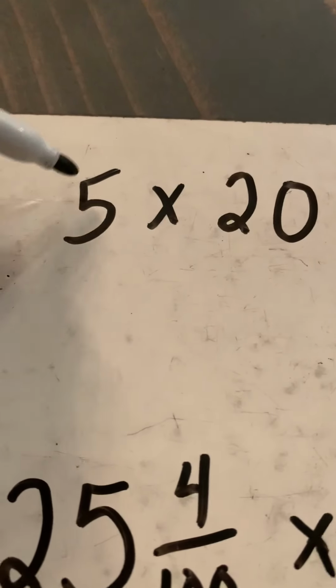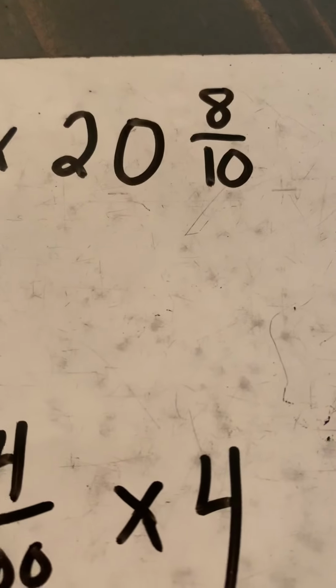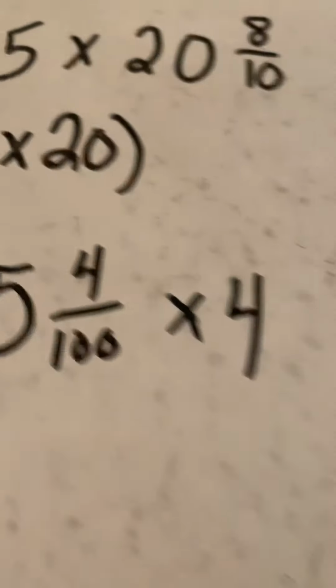We are going to distribute the 5 to the 20. So we have 5 times 20. You know what? I'm going to move this other example down here because I don't want it to get in the way.